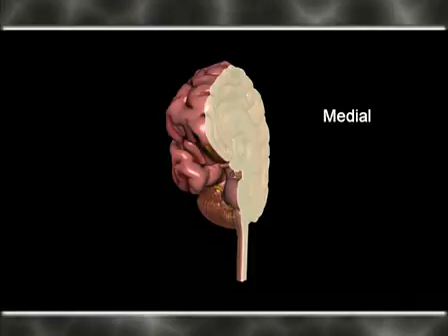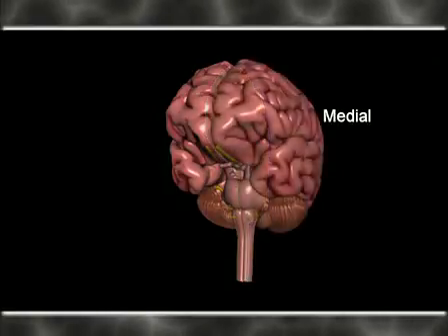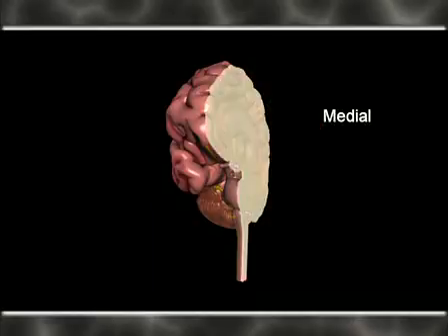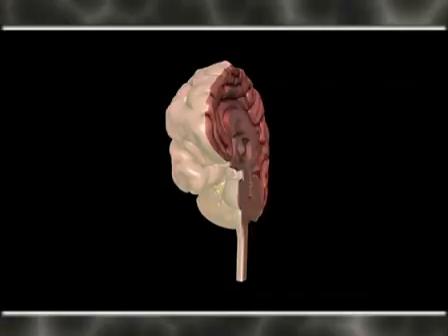Because it's right where the midline would be. Remember, there are two hemispheres in the brain, so this would be where the midline is at. So this would be the medial surface. This, on the other hand, would be the lateral surface of the right hemisphere.